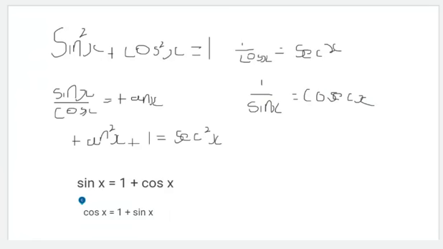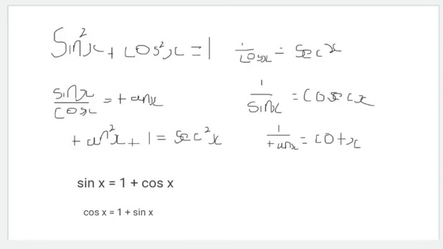Is it sine squared x equals 1, and I'm not sure if it's minus or plus cos squared? Aisha, what do you think? Is it 1 take away cos squared x equals sine squared x? That's the one.